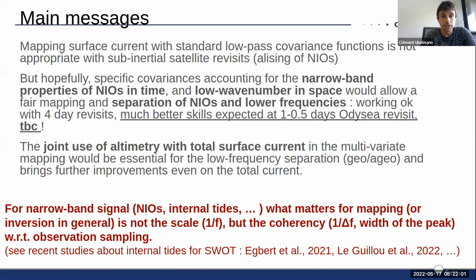This can also be summarized in one message: for narrowband signals in general, so here for NIOs, but also for internal tides with SWOT, for instance, what matters for mapping, or for resolving the inversion problem in general, is not the scale itself, which here is 1/f, f being Coriolis, but the coherency, so 1/delta-f, the width of the peak with respect to the observation sampling. And there are also other recent studies about internal tides for SWOT that totally go in that direction.